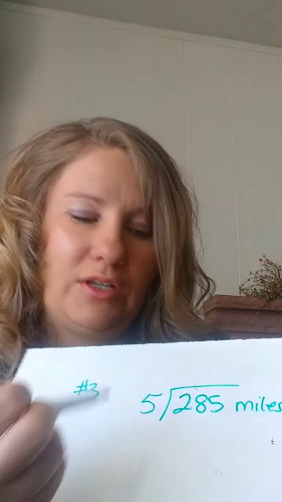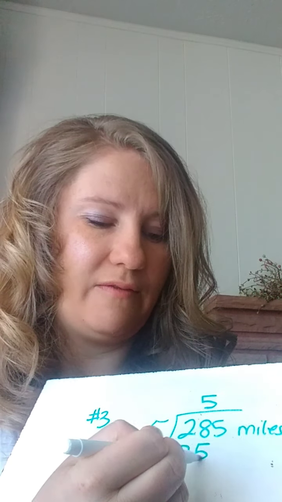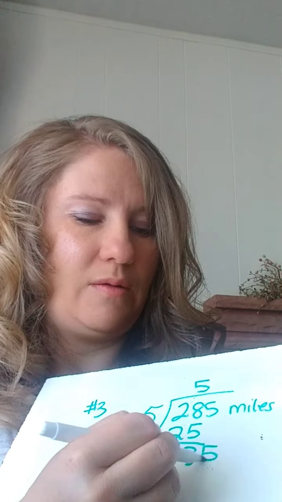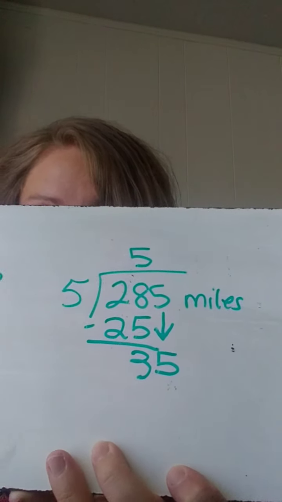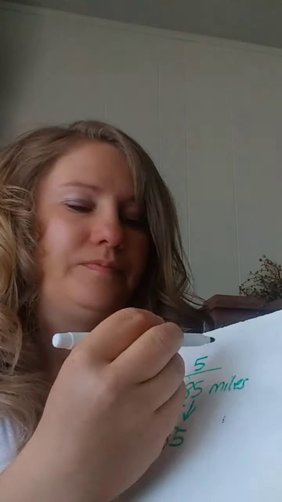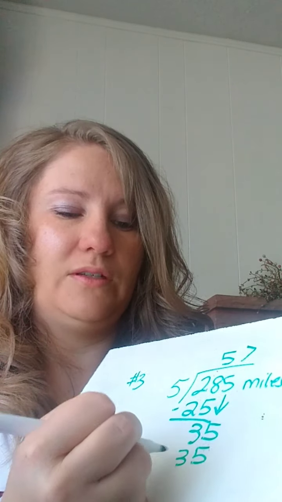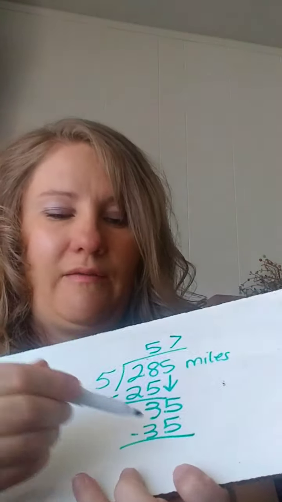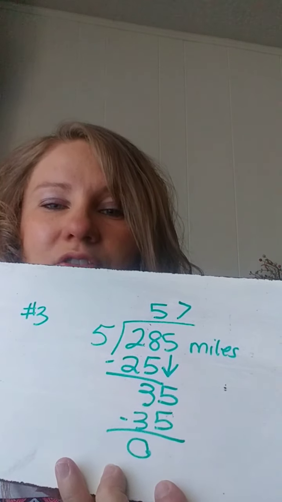So 5 can't go into 2, so we'll go ahead and go to 28. 5 goes into 28. 5 times 5 is 25. 28 minus 25 is 3. And then we will bring down our 5. And so we have 5 into 35. 35 divided by 5 is 7. 7 times 5 is 35, so we will subtract. And we have no remainder. So approximately how many miles per hour is T-Ron driving?